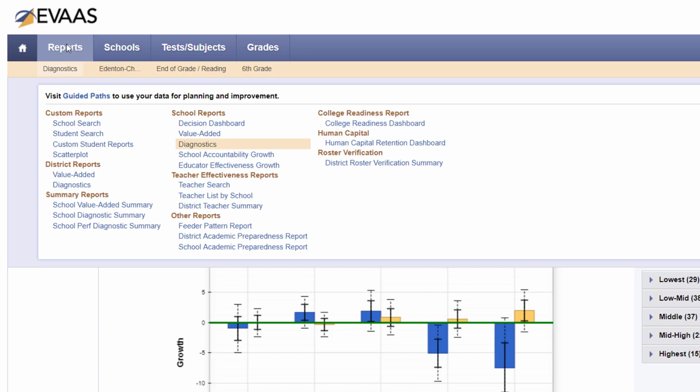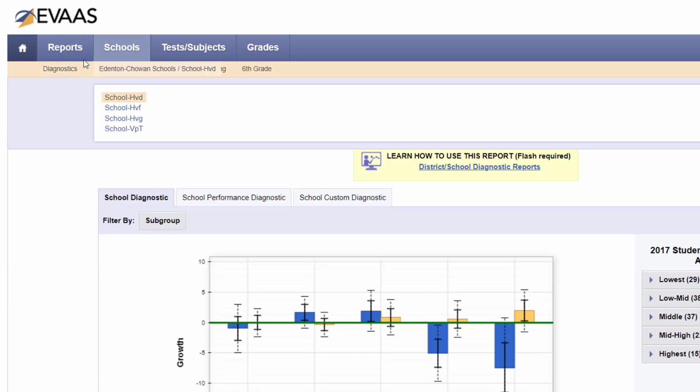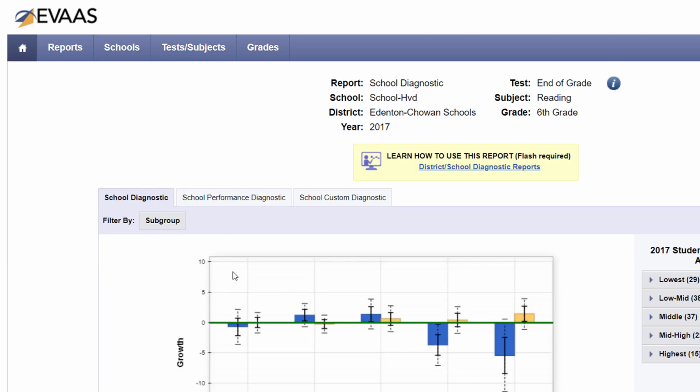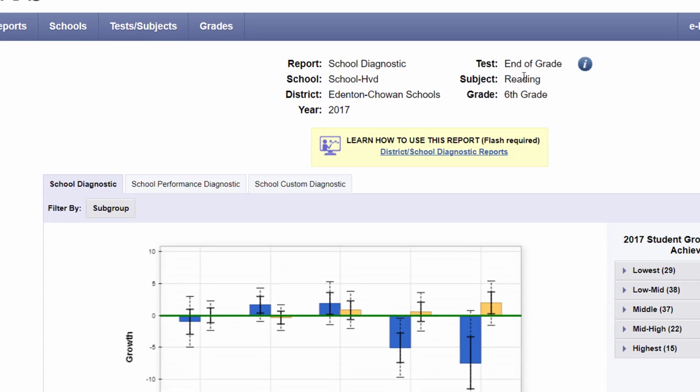So there are 3 different types of reports within the diagnostic report. On this particular one, we're going to go to, again, the Reports tab, School Reports and Diagnostics. And we're looking at 6th grade reading.